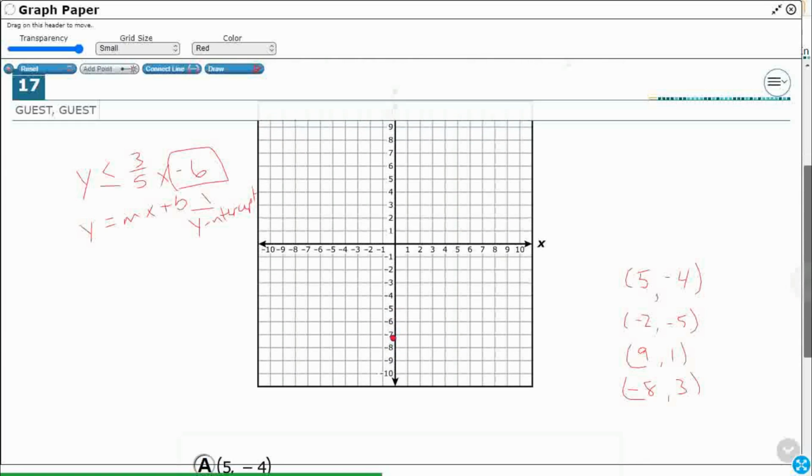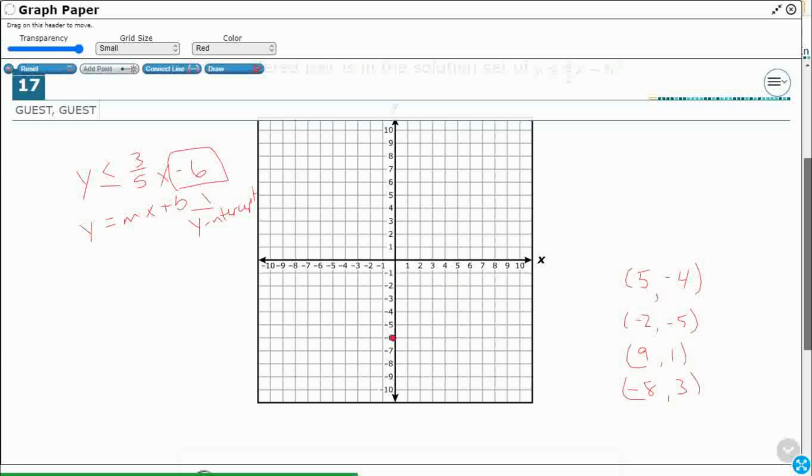Now that we've got that -6, what else do we know about this? Well, since it's a greater than or equal to, or less than or equal to, and we've got that less than or equal to, it's going to be a solid line, which means we're going to be able to include any of the points that actually land on the line. If it's just a less than or a greater than, it's going to be a dotted line. We cannot include anything that's on the line.